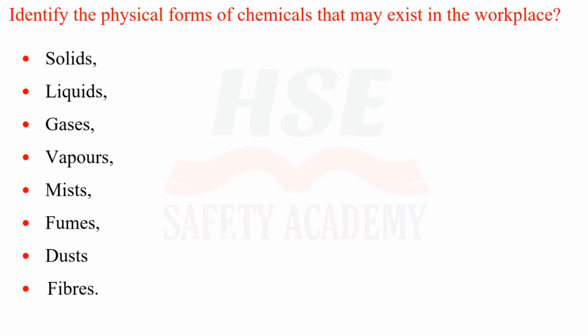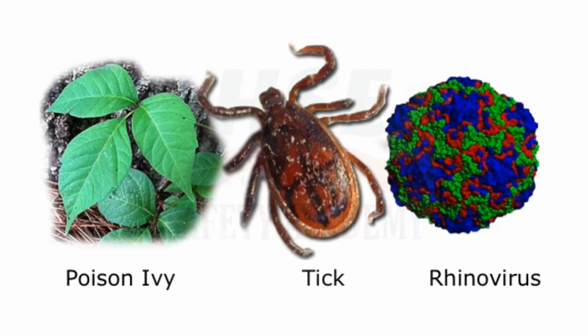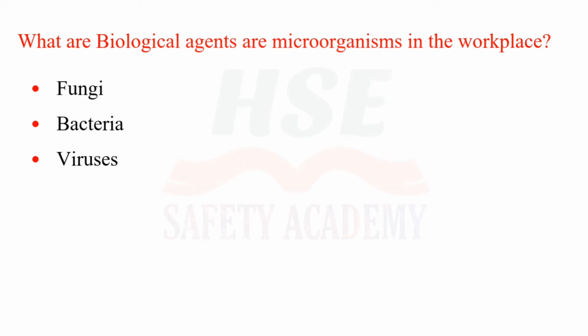Identify the physical forms of chemicals that may exist in the workplace. Solids, liquids, gases, vapors, mists, fumes, dusts, fibers. What are biological agents and microorganisms in the workplace? Fungi, bacteria, viruses.